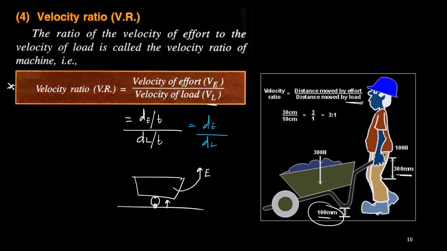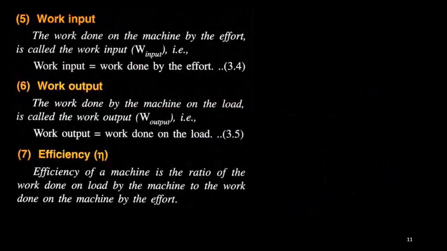Velocity multiplier is the ratio of displacement of effort end divided by displacement of load end. Now, input. What is input? Input is the work done on the machine. So what I am giving as input, that is our input part. As an input, I am applying the effort.